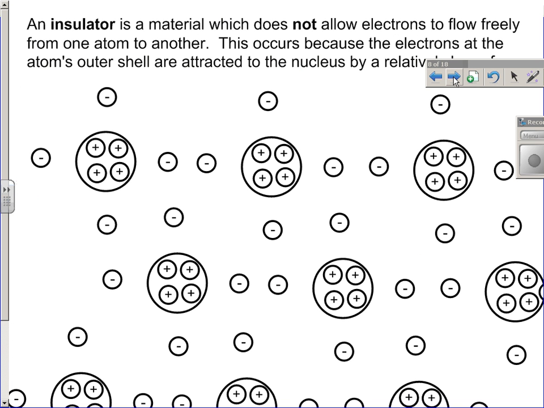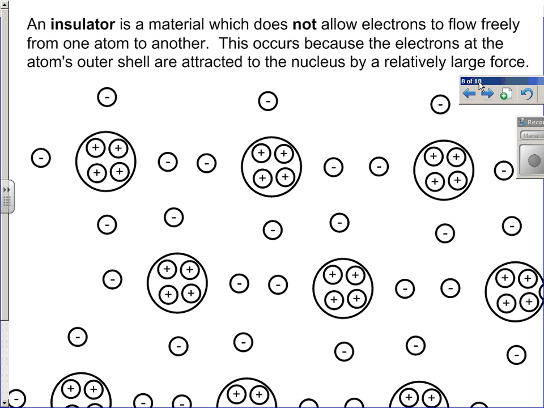An insulator is a material that does not allow the electrons to flow freely from one atom to another. And the reason that doesn't happen is because the electrons at those atoms' outer shells are attracted to the nucleus by a really strong force. Remind me in class to give you my childcare analogy here. My daycare analogy, and that'll help give you a visual.